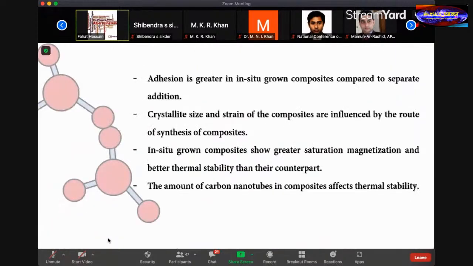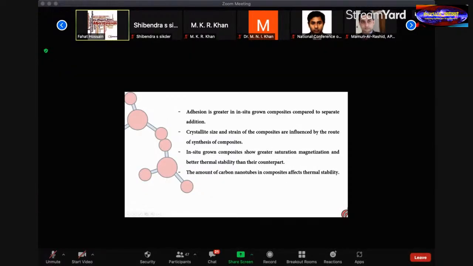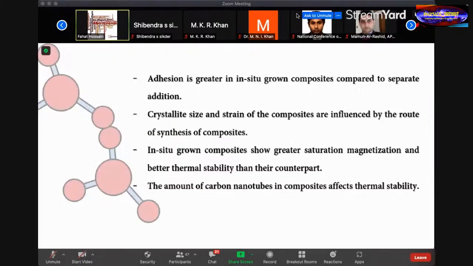Now we can conclude that the adhesion is greater in the in situ growth composite compared to the other composites. Crystallite size and strain of the composite are influenced by the route of synthesis. In situ composites show greater saturation magnetization and better thermal stability than the counterpart. The amount of carbon nanotube in the composite affects the thermal stability.